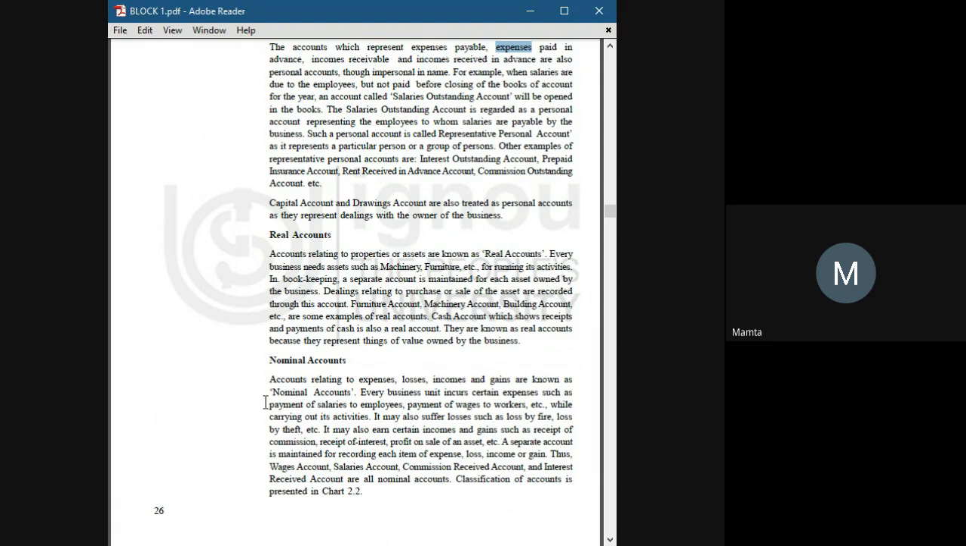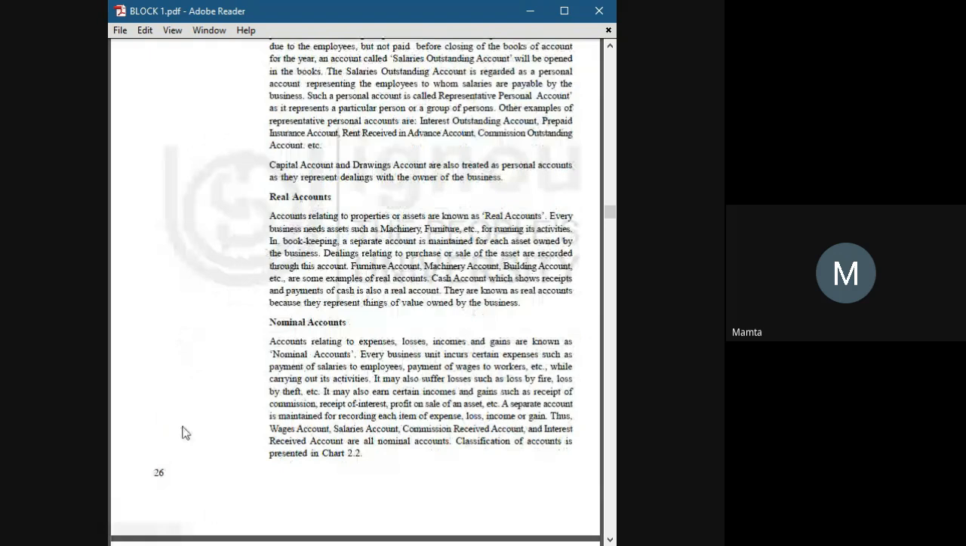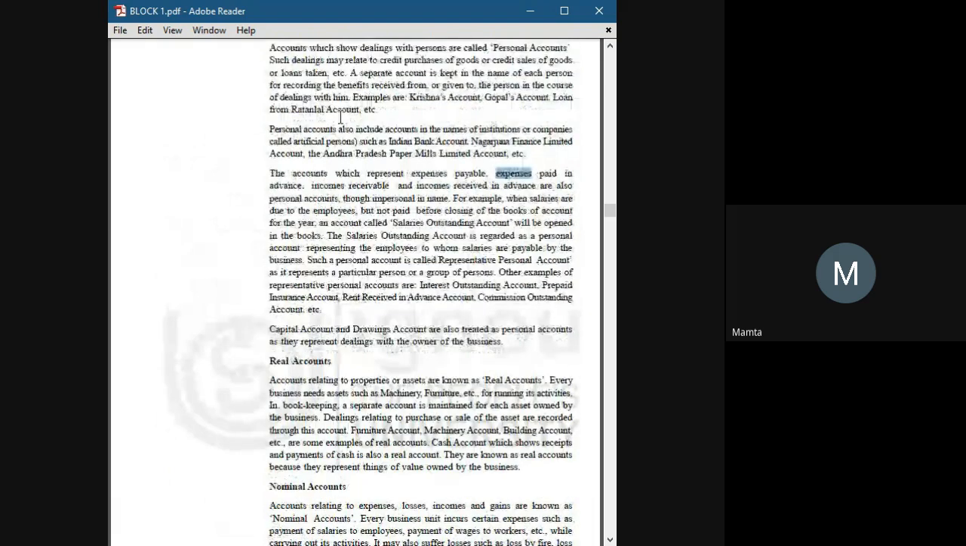But when you pay salary in advance, hear me out, then it is considered as a personal account. When you get interest in advance, basically you get an income in advance, then it is known as a personal account. If expenses or income are on time, then it is known as a nominal account. If there is an outstanding or advance payment, then it is known as a personal account. Is the difference clear among these three? Yes, the difference is clear.